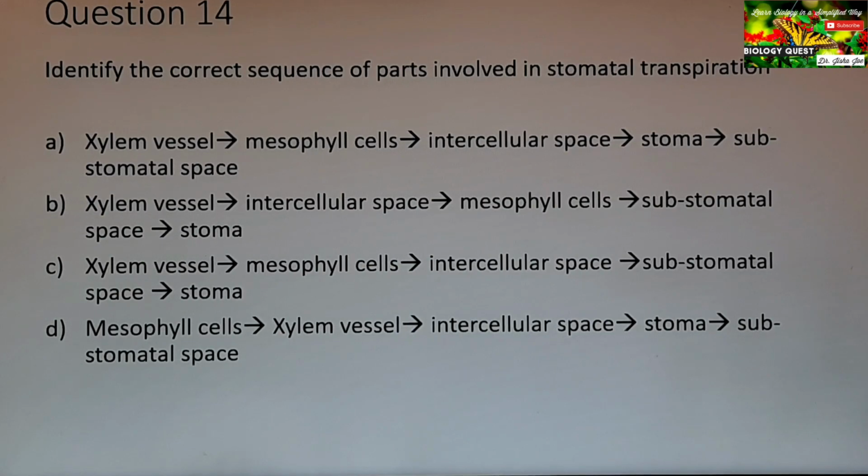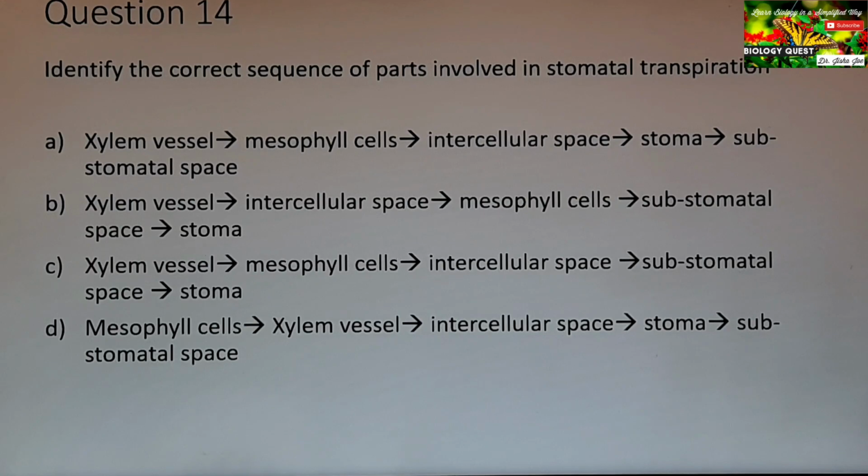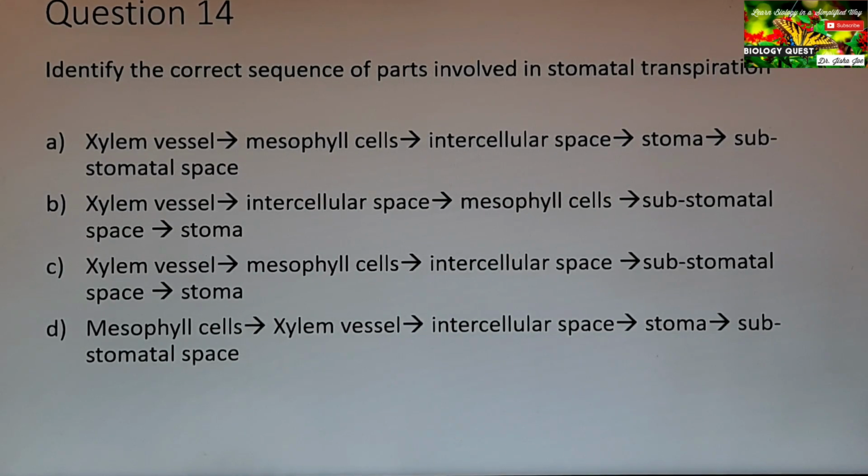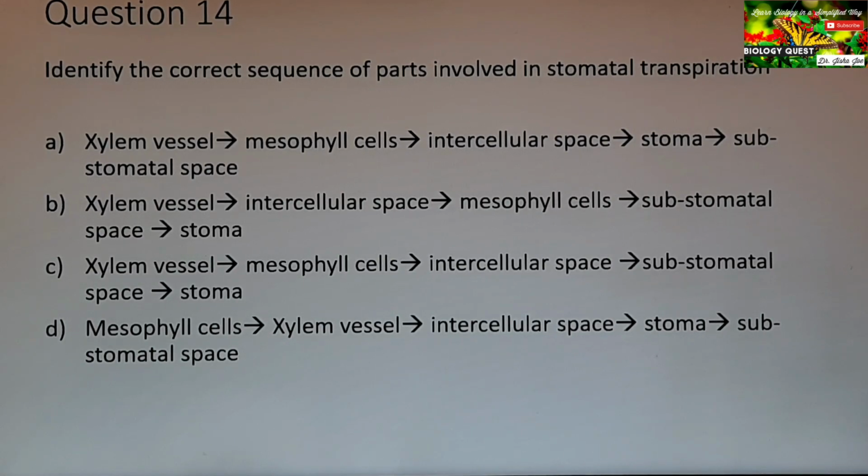Question 14. Identify the correct sequence of parts involved in stomatal transpiration. So, what is the pathway of water movement for the movement of water vapor for stomatal transpiration? Just as we have done in the previous question, we have to do this also.